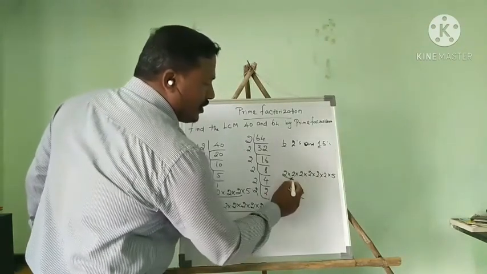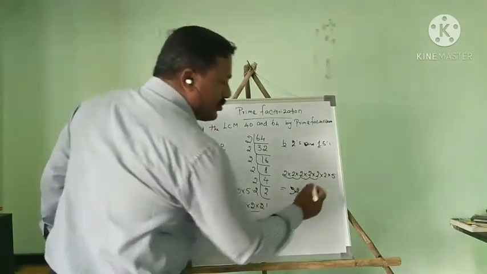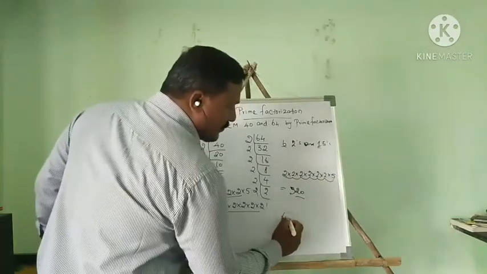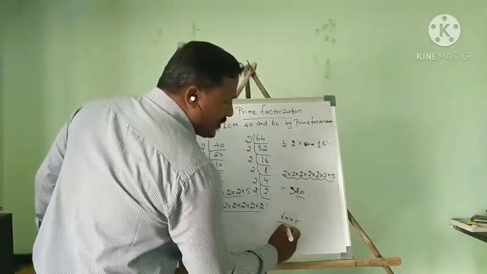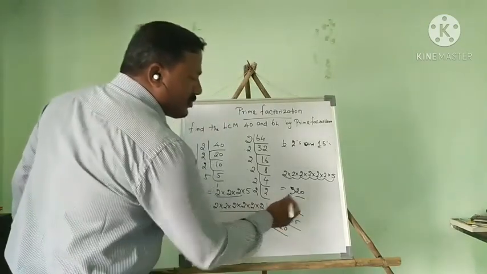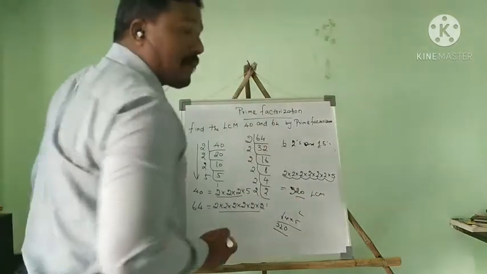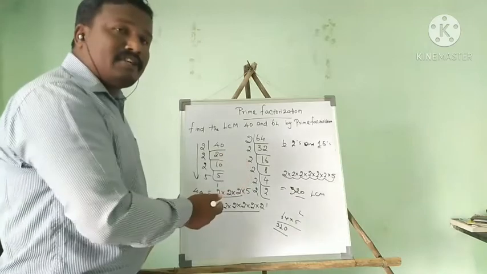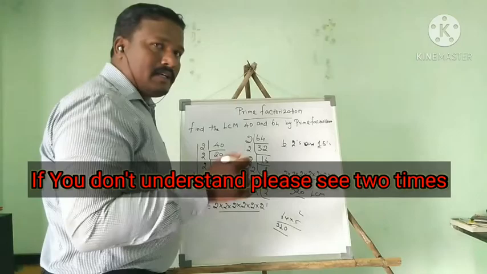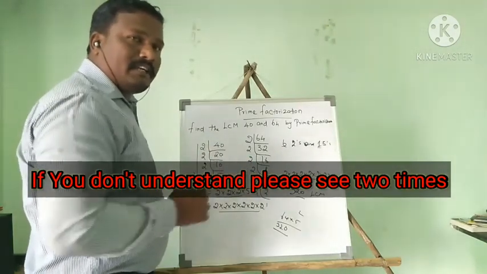2 2s are 4, 4 2s are 8, 8 2s are 16, 16 2s are 32, 32 2s are 64. 64 into 5: 5 4s are 20, 5 6s are 30, plus 2 is 32, so 320. So 320 is the LCM by using the prime factorization method. Previously I told you that method also gave 320 as the LCM of those numbers. Here also the same. So you can use any method, okay? Both are fine.